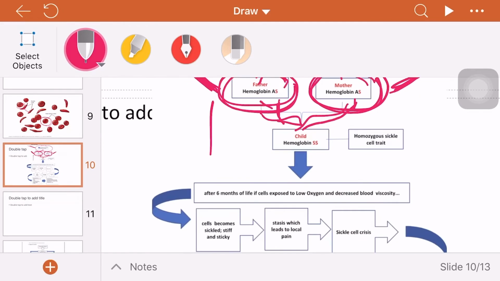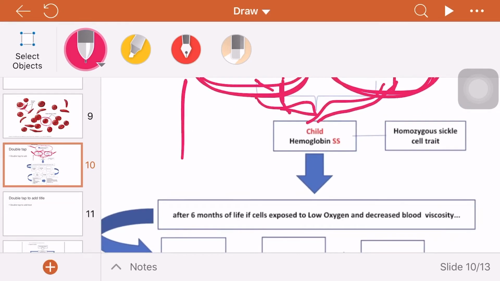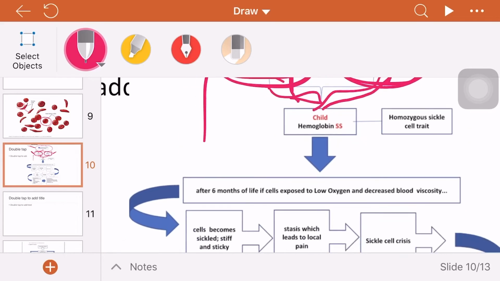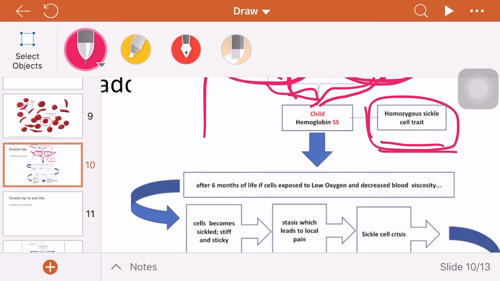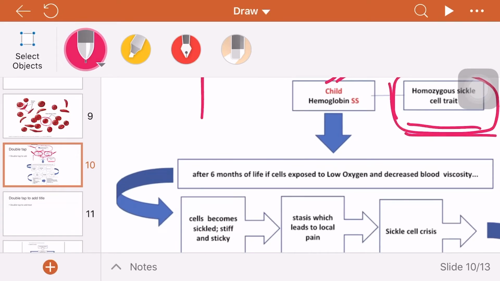Now, right after the child is born, for the first 5 months, the signs and symptoms of the homozygous sickle cell trait are not yet manifested. It is only after 6 months of life, because before that the child still has fetal hemoglobin. After 6 months, that is when it regresses.